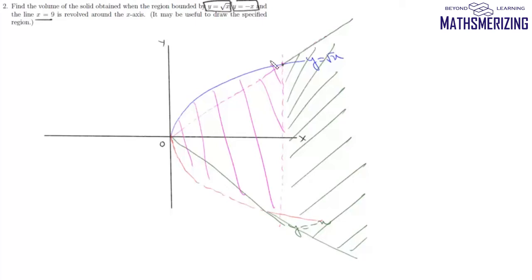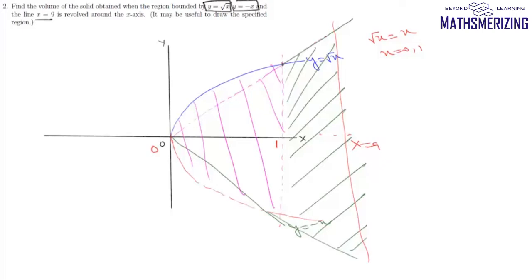First thing, we'll need to find this point of intersection. So this is y equals root x and this is y equals x. Here there'll be 2 points of intersection, 0 and 1. So this point is basically x equal to 1. We need to find the volume of this revolution from 0 to x equals 9. So somewhere we'll have this line, which is x equals 9, and we need to find the volume of revolution.